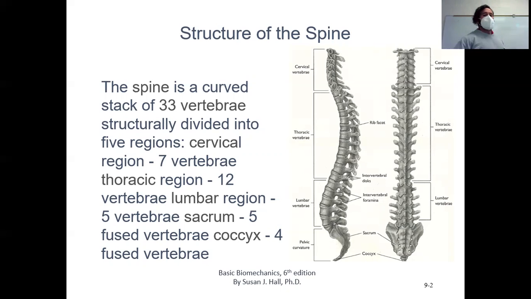Now, as far as the number, how many ribs do we have? 12 ribs, so 12 thoracic vertebrae, that's pretty straightforward. How many letters are in the word cervical?